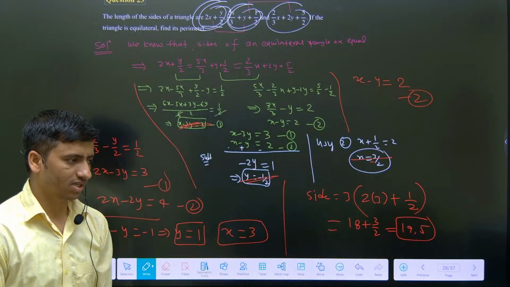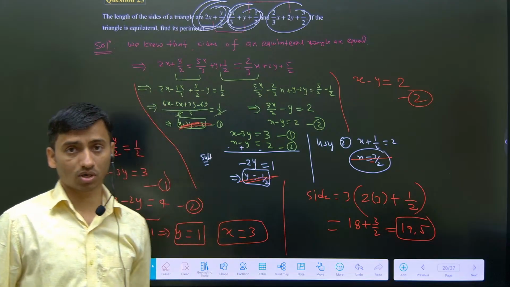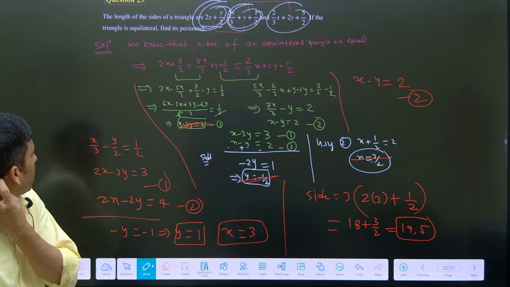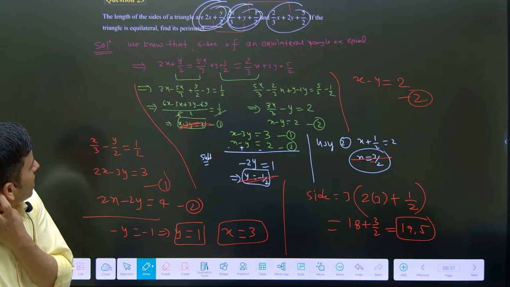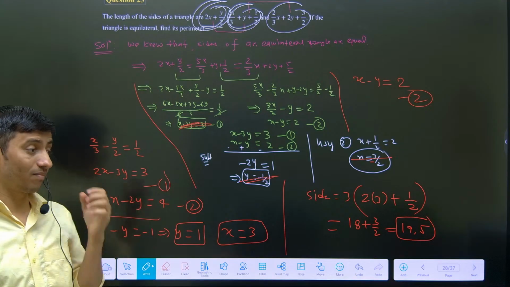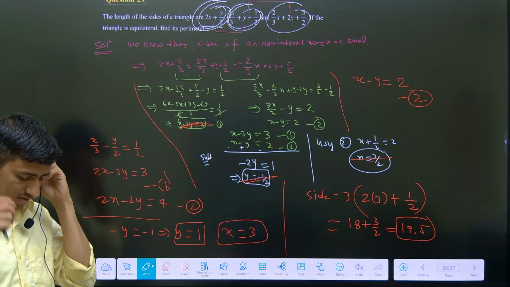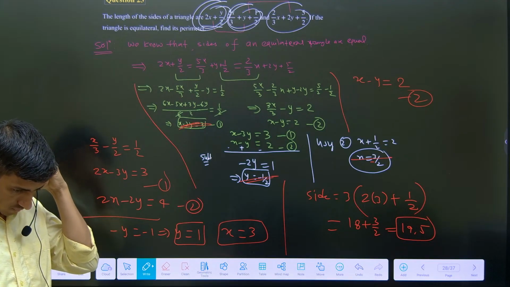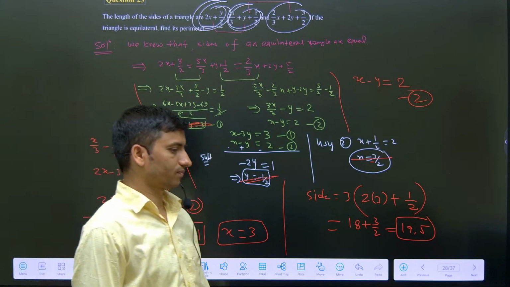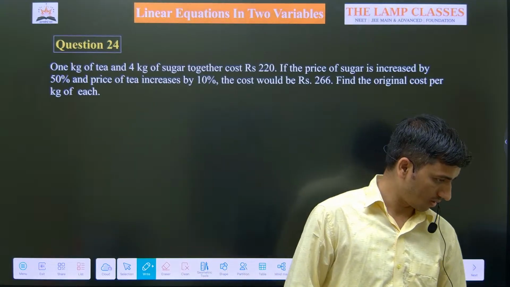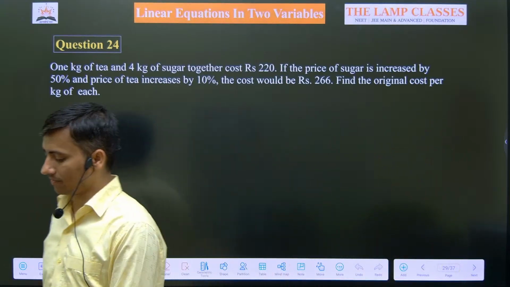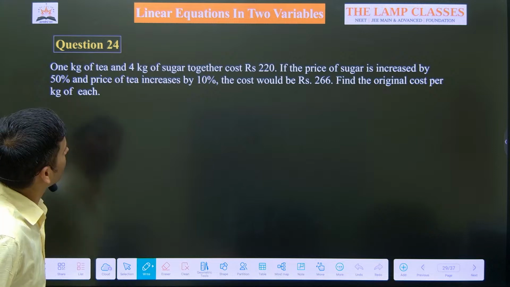Just after getting x and y, we shouldn't leave. We should read the question. Whatever they have asked, we should reach that. If you have found just x and y, then they might actually cut 1 mark for this. So we shouldn't take that risk, guys. Reach the final answer, what they have asked. Okay, now I think we have finished the previous question from start to end. Now let's do the next.